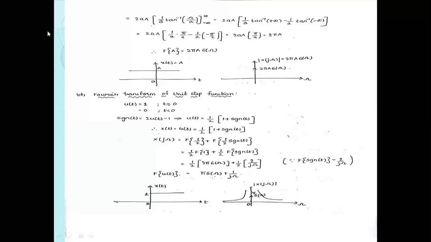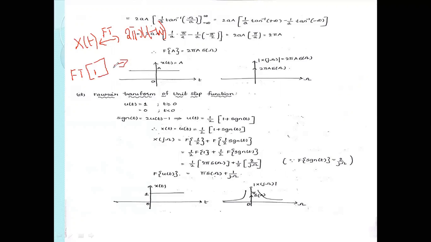Or you can find the Fourier transformation of 1 by using the duality property. What is the duality property? It says that if x of t has the Fourier transformation X of omega, then X of t has the Fourier transformation 2 pi into x of minus omega. So the Fourier transformation of 1 is 2 pi into delta of omega.